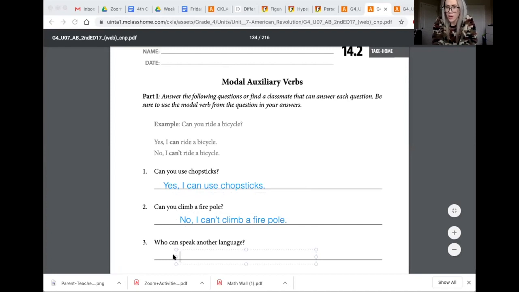Okay, next question, number 3. I want you to also be doing this with me, so don't forget. So now try this one. Who can speak another language? So go around your house and ask a parent or a sibling, or maybe grandma or grandpa, that can speak another language, or an aunt or uncle. So I'm going to think here. I have to ask myself, who can speak? Oh, I know, my brother Seth.